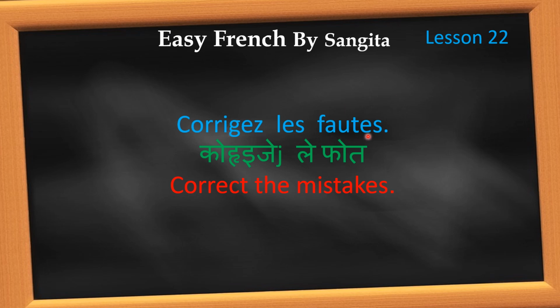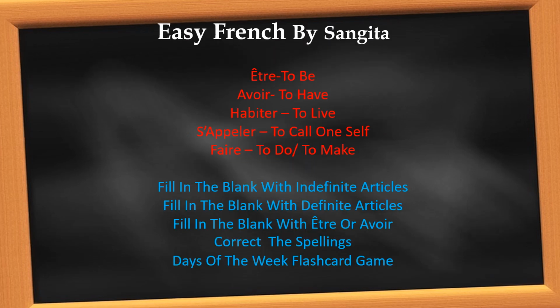Now, this is to correct the grammatical mistakes in a given sentence or a paragraph. So, let's start. Before starting, let's refresh that we have done verb être, which means to be: I am, you are, he is, she is. Then verb avoir, to have: I have, you have, he has. Verb habiter, to live, which means you live, I live, and so on. Verb s'appeler, to call oneself, or what is your name? My name is so and so. So we use verb appeler over there. Then verb faire, to do and to make.